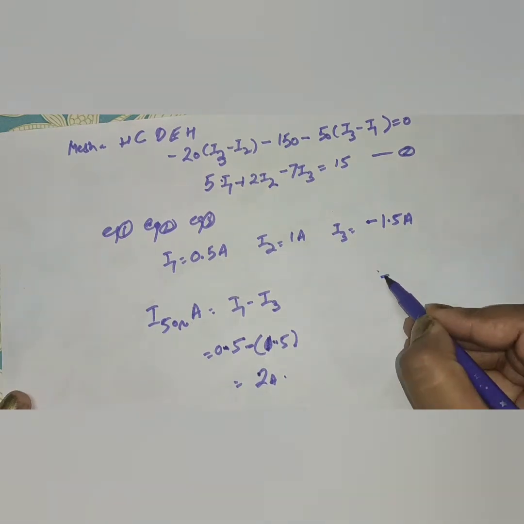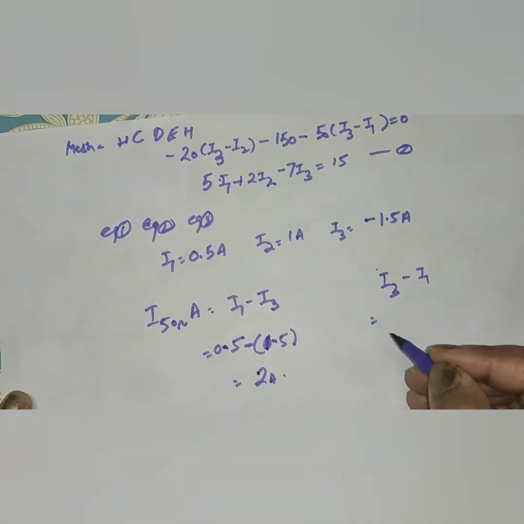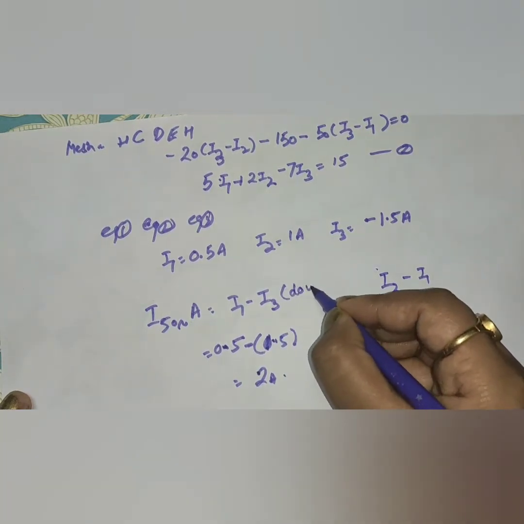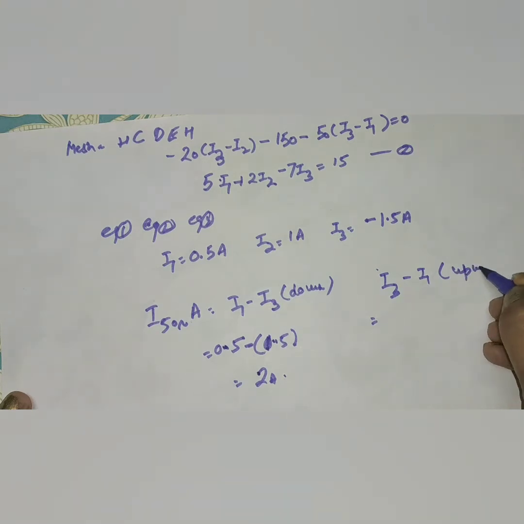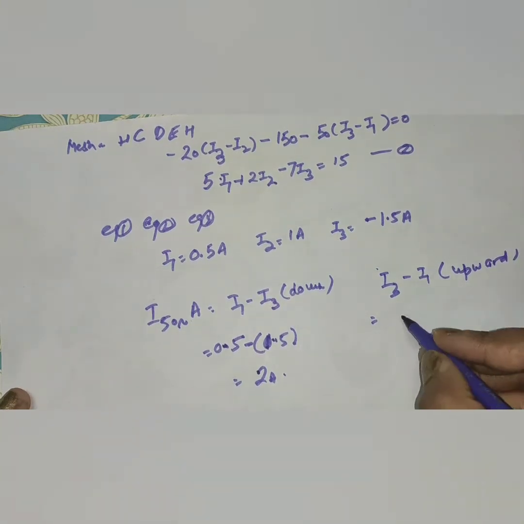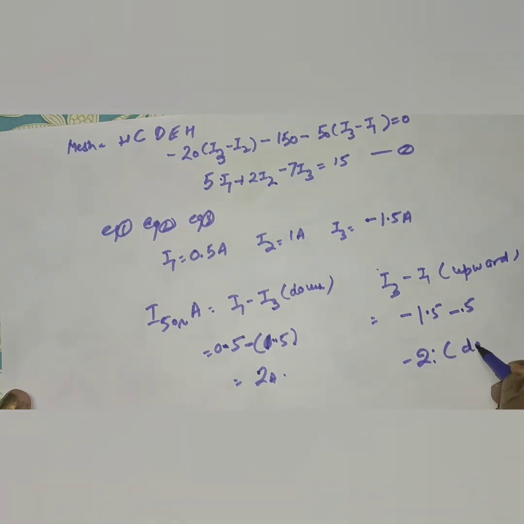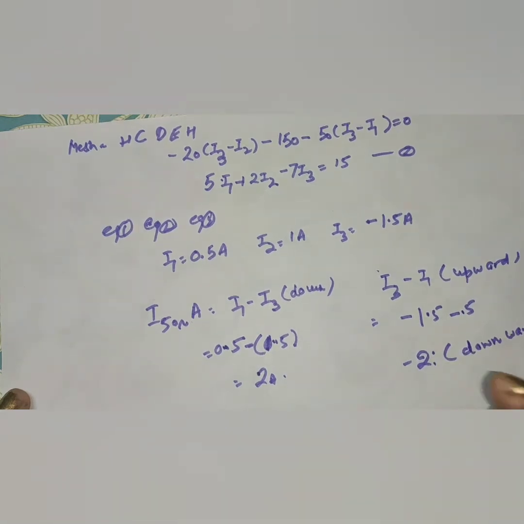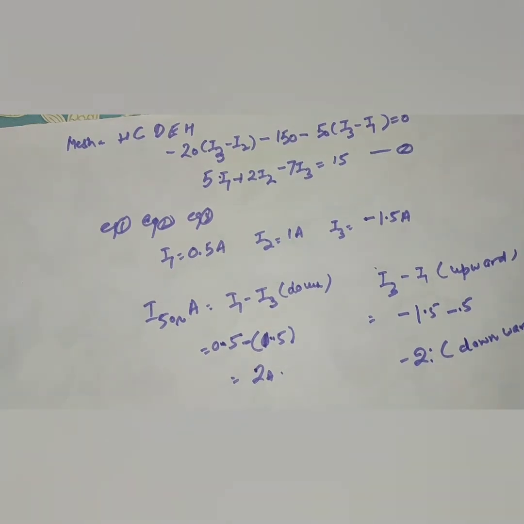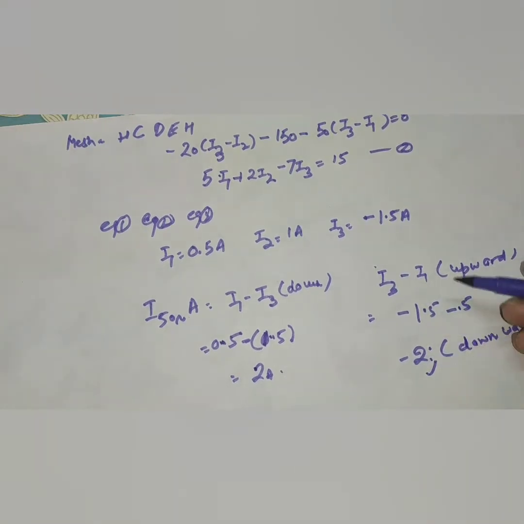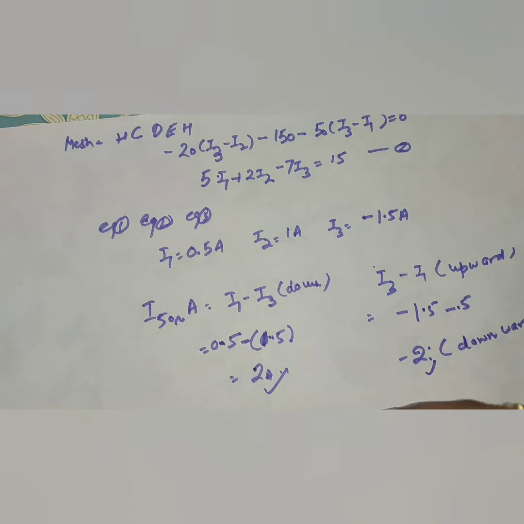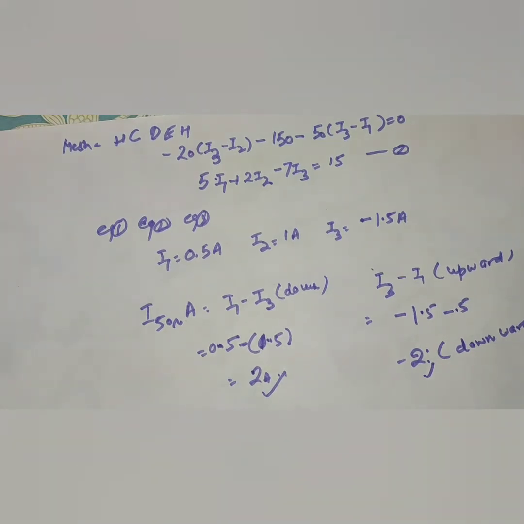If we are taking I3 minus I1, you can check. Okay, this is your downward. If we are taking the upward direction, you can check here also: I3 minus I1, that will be minus 1.5 minus 0.5, that will be minus 2. So this will be your downward direction. If you take this, you get minus 2, that means the direction is different. If you take this, the direction is the same. So now I hope you can solve any problem of mesh analysis.